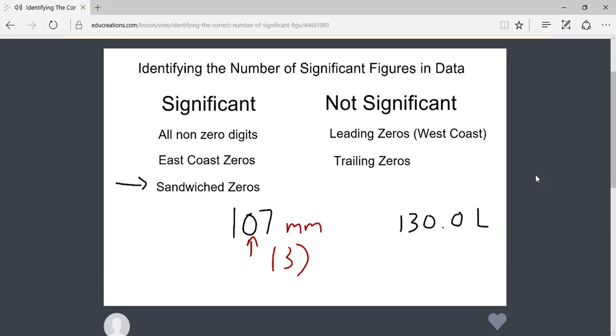In the value reflected below, 130.0 liters, we can see that there are 2 zeros in this particular measurement. One of these zeros happens to be an East Coast zero because it is to the right of the decimal position. Recall from a moment ago, East Coast zeros are considered significant to a measurement. Since this East Coast zero is a significant figure and the 3 is a significant figure, this zero then becomes a sandwiched zero, sandwiched between the 0 and 3, considered significant to the measurement. Therefore, this has 4 significant figures. The 1, the 3, and both of the zeros.